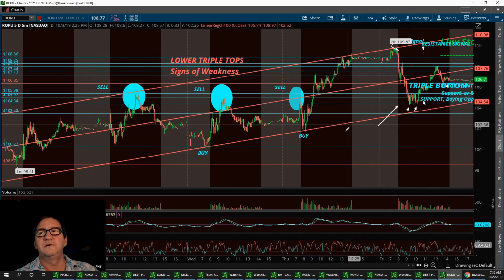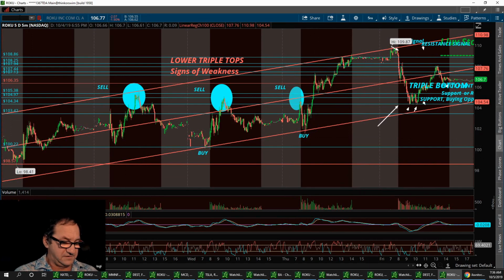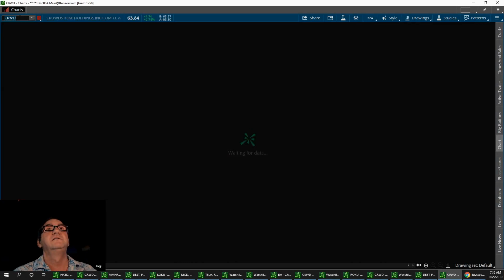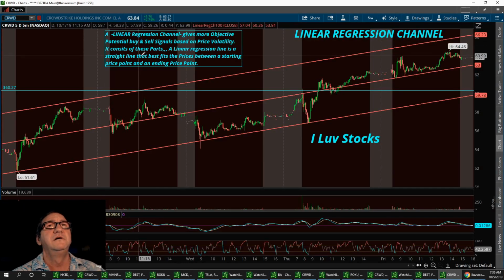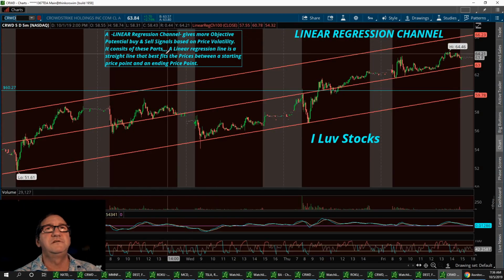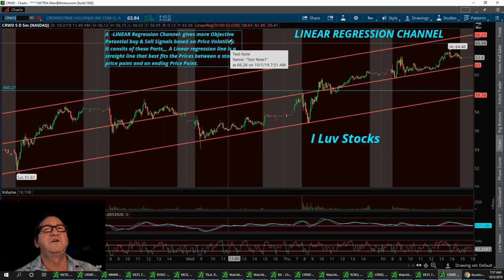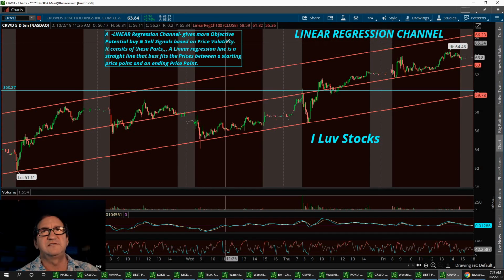So I think basically, like I said, we're going to do a recap on what this thing does. The definition of it, CRWD. We'll go back to the original one here. A linear regression channel gives you the objective potential buy and sell signals based on price volatility. That's why I like to use that time and sales tape, and also use the level 2. And I'm always looking at the news.